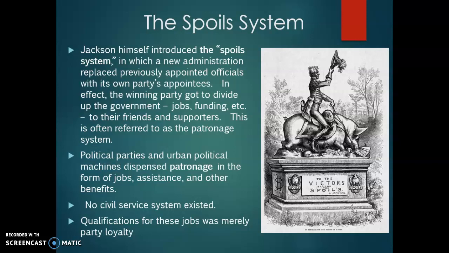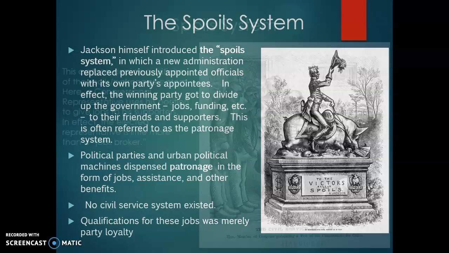This was the idea of patronage, right? So you buy people's votes and loyalty with jobs. There are no qualifications in order to get the jobs. Loyalty is the only true qualification, which isn't really a qualification. And this allows them to really just help their friends and supporters. It's a very corrupt system, but it's the idea of to the victors belong the spoils, right? You win, you get to keep everything.